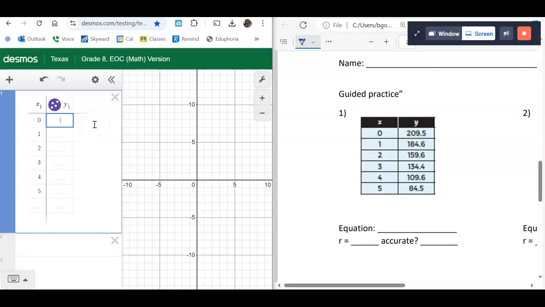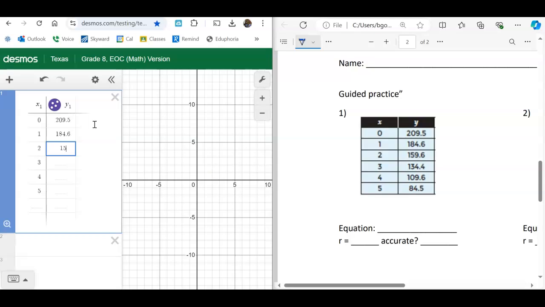Now, I know these are like decimal weird numbers, but you could still type it in. 209.5, 184.6, 159.6, 134.4, 109.6, 84.5. I typed in my entire table, okay?